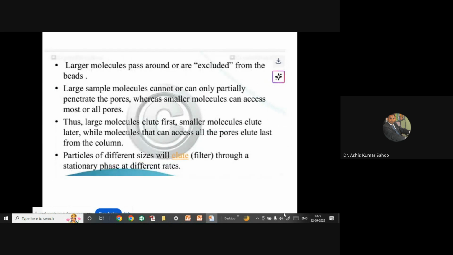Large molecules pass around and are excluded from the beads. Large sample molecules cannot, or can only partially, penetrate the pores, whereas smaller molecules can access most or all pores. The large molecules are eluted first, smaller molecules eluted later, while molecules that can access all the pores are eluted last. Particles of different size will elute through a stationary phase at different rates.